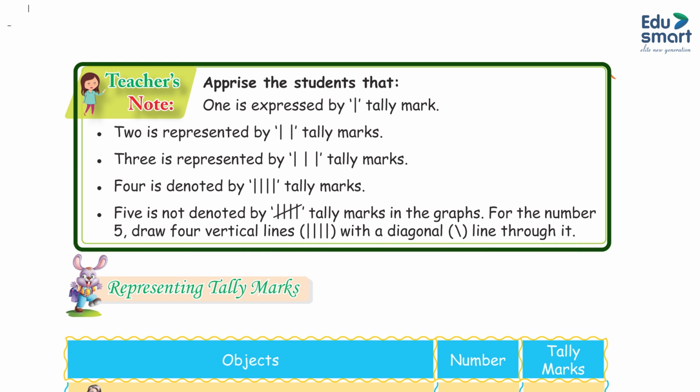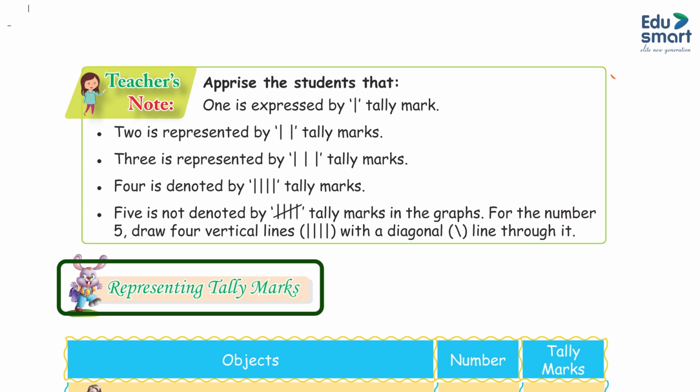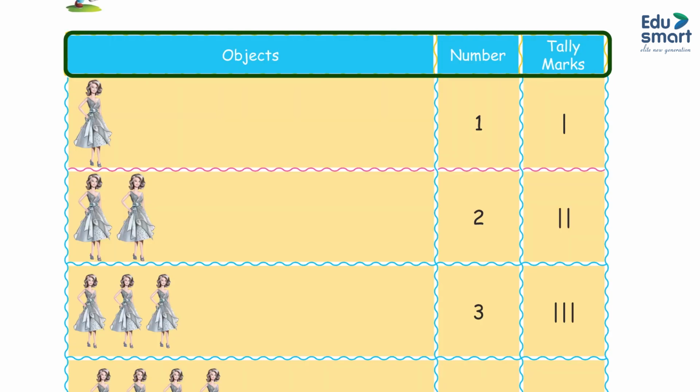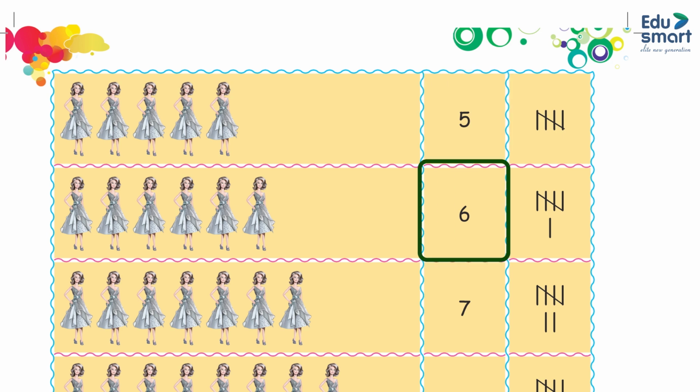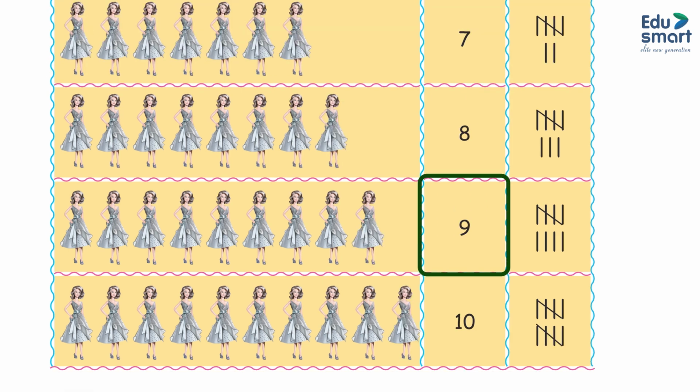Teacher's note: apprise the student that 1 is represented by 1 tally mark, 2 is represented by 2 tally marks, 3 is represented by 3 tally marks, 4 is denoted by 4 tally marks, and 5 is not denoted by four separate tally marks in the graphs. For the number 5, draw 4 vertical lines with a diagonal line through them. Objects: tally marks 1, 2, 3, 4, 5, 6, 7, 8, 9, 10.